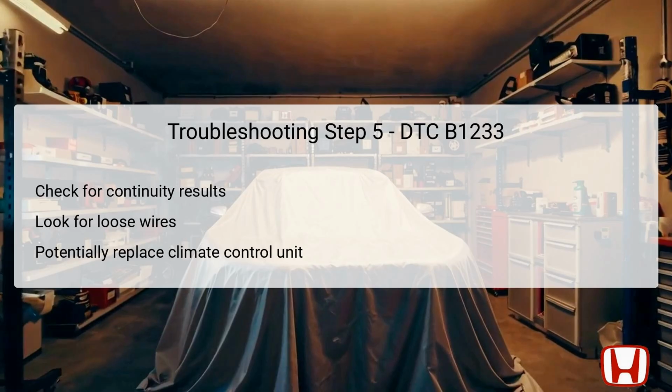In case the connections appear intact, the next step would be to substitute a known good climate control unit for testing. If replacing this part resolves the DTC B1233 and associated symptoms, then the original climate control unit should be replaced to restore full functionality.